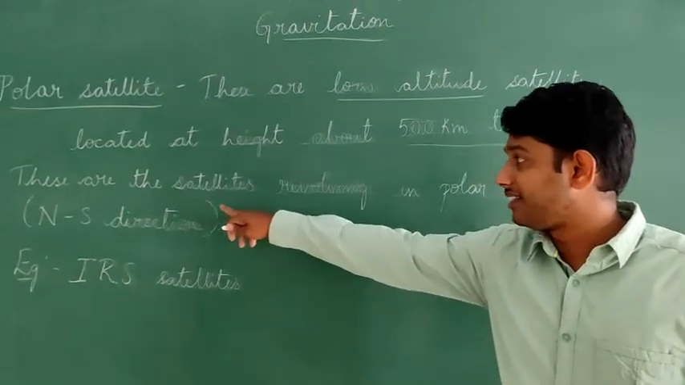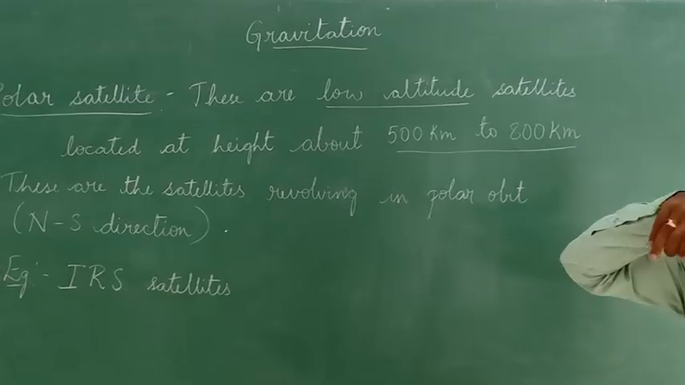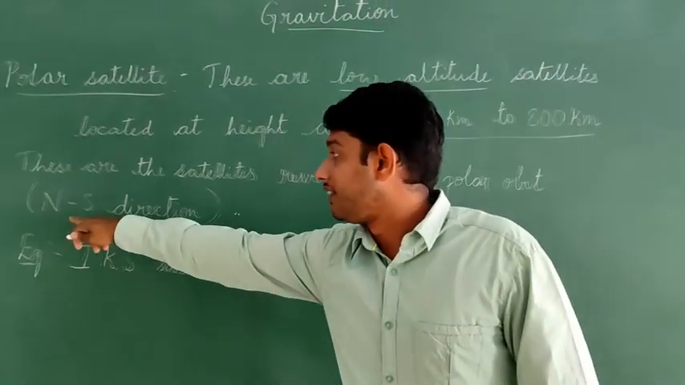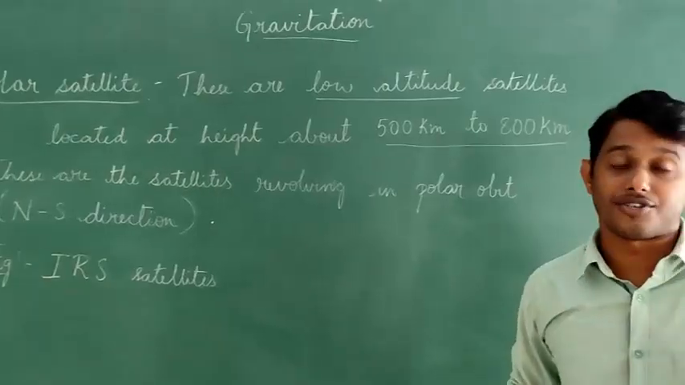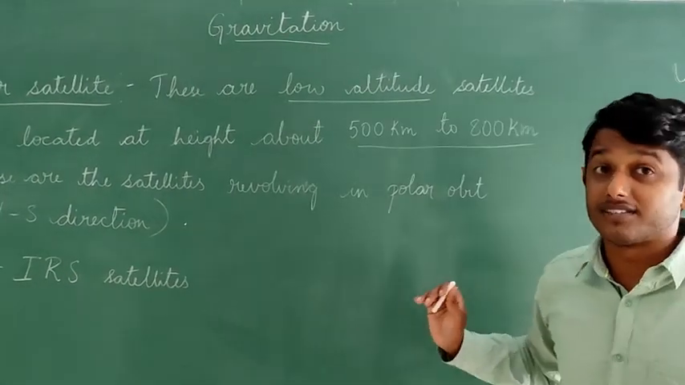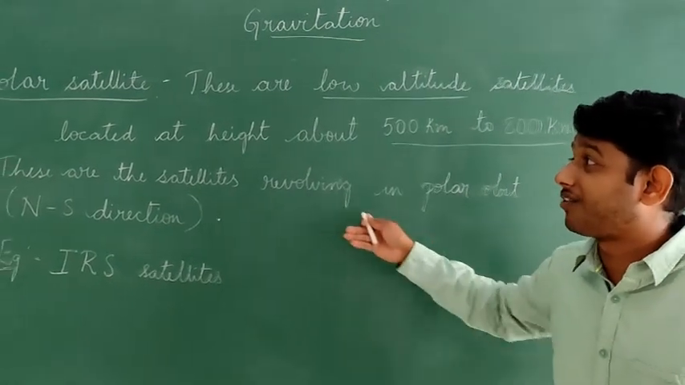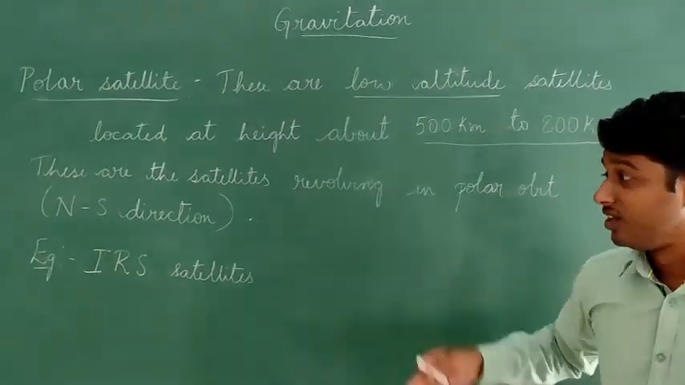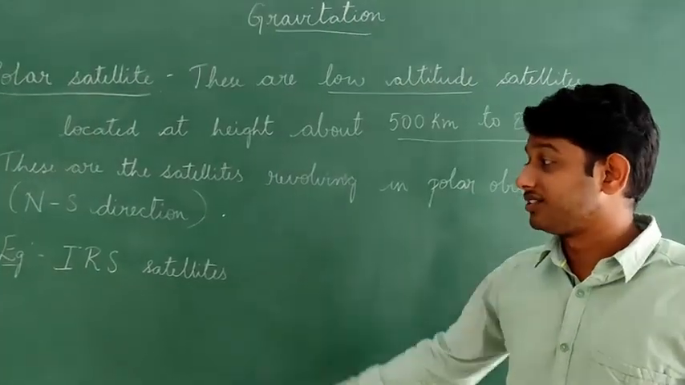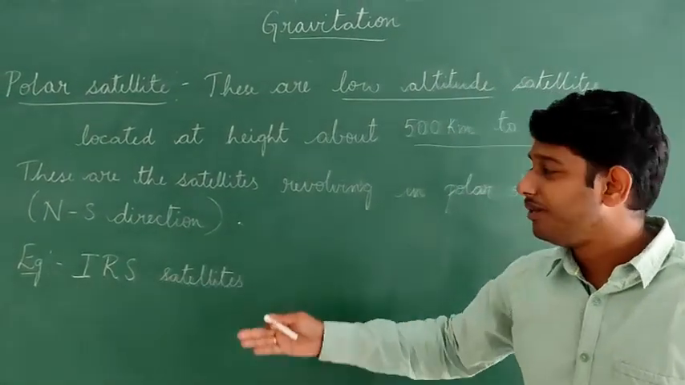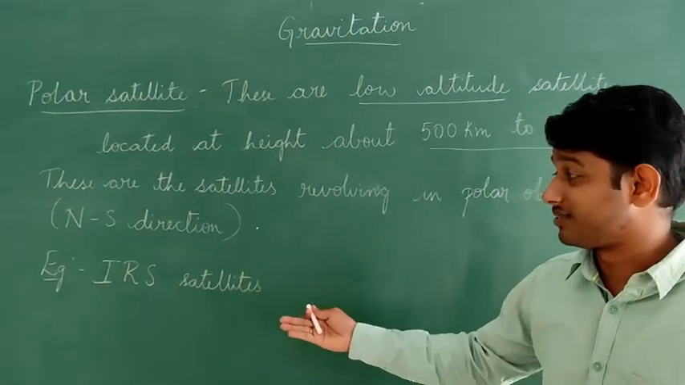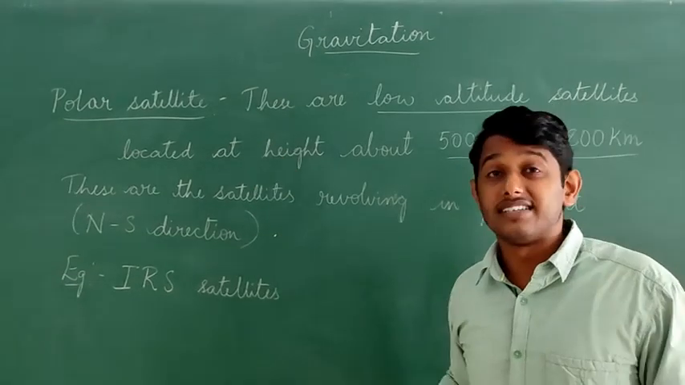These are the satellites revolving in polar orbit. Polar orbit means they travel in the north-south direction. For that reason they are called polar satellites. For example, we have the IRS satellite from India, the Indian Remote Sensing satellites. That is a polar satellite.